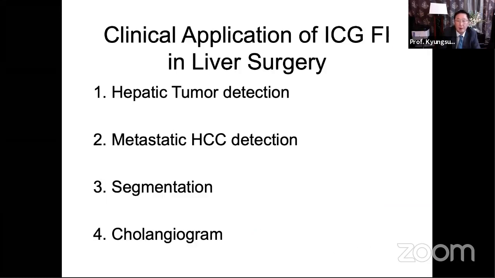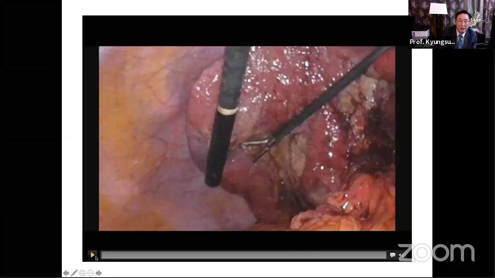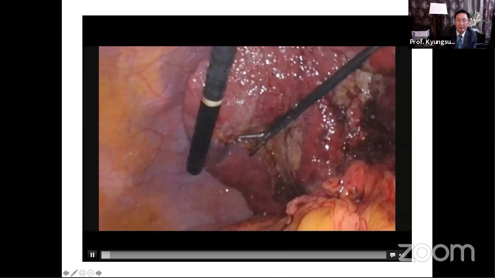So we can apply ICG fluorescence imaging for hepatic tumor detection, metastatic HCC detection, segmentation, and cholangiography. This patient has an HCC in segment 6.